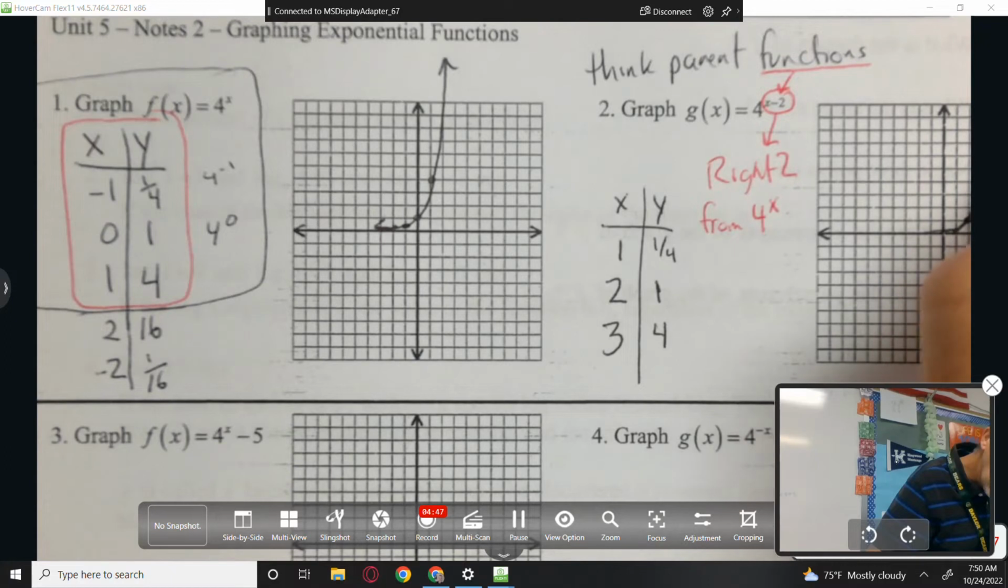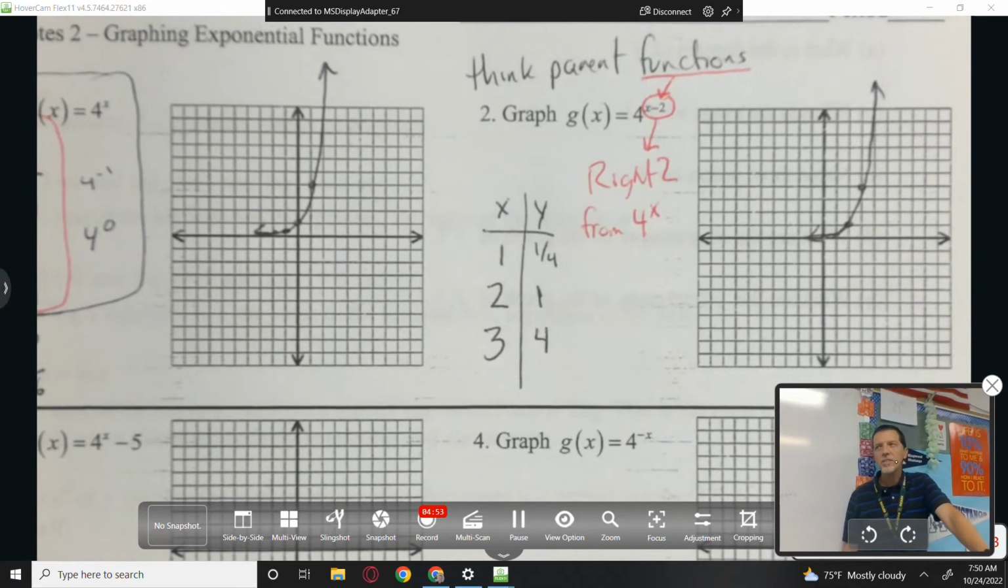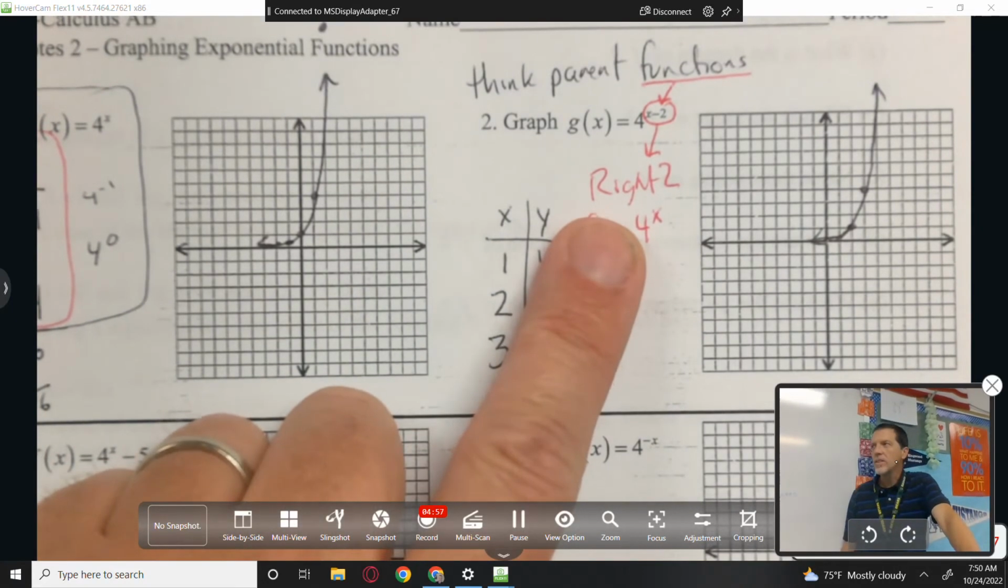And so just like the parent functions, it looks the same, it's just been shifted to the right 2.